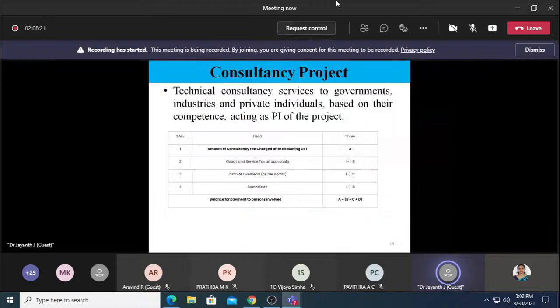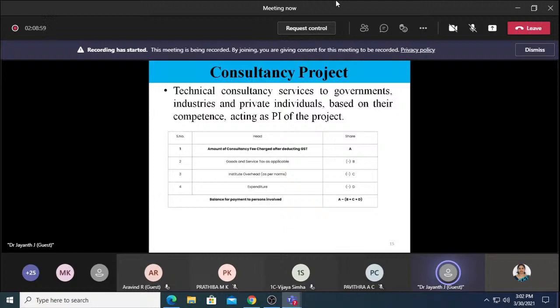Next, consultancy projects. A consultancy project is a project identified by the company. It completely depends on the PI, that is the principal investigator, the person who approaches the companies. So we say, if you have technical consultancy services for governments, industries and private individuals, based on their competence, your PI should act.